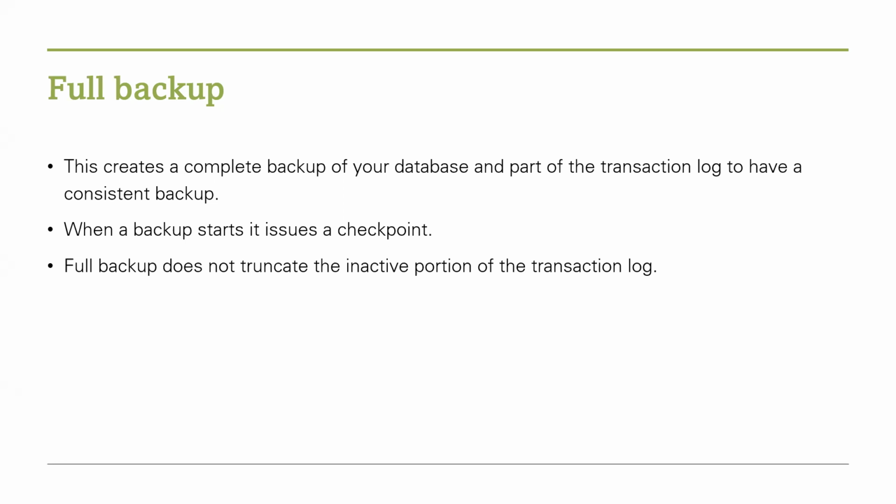Full backups do not truncate the inactive portion of the transaction log. The transaction log will remain as it is. It doesn't truncate any transaction log. Why is that done? For example, you take a full backup and you're taking regular transaction log backups. You take a second backup, and when you want to do a restore, your second backup is corrupted. You can go to your first backup, apply all the transaction logs and get to a consistent state. Otherwise, if your full backup was truncating the transaction log, that would not be possible. That's why this feature is there.